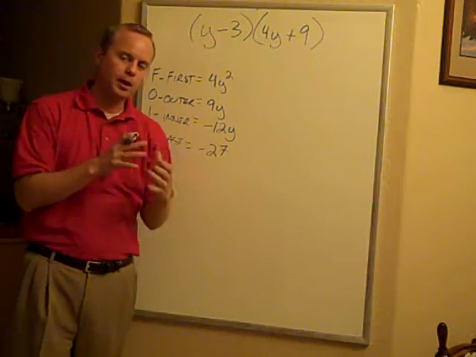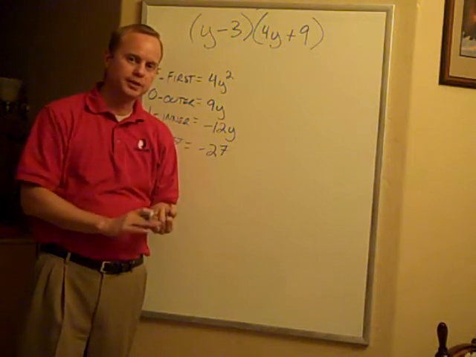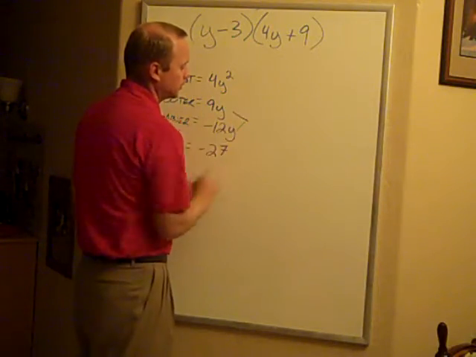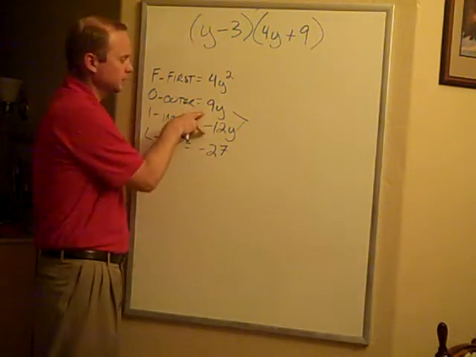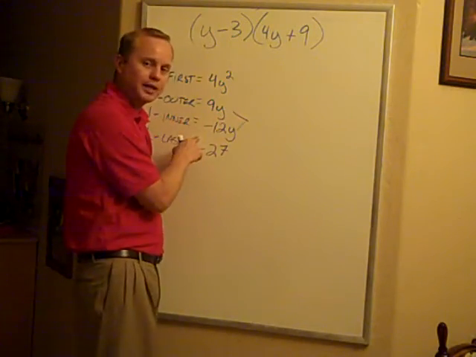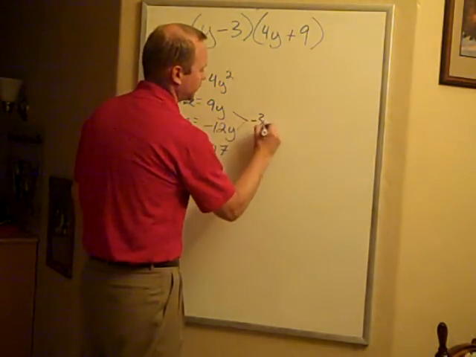Okay, again, in order to combine these, they have to have the same variable and the same exponent. These two are the only two with the same variable and exponent. When you're doing this FOIL method, you'll notice that it's always the middle terms that you're going to be combining. Okay, so 9y minus 12y gives me a negative 3y.